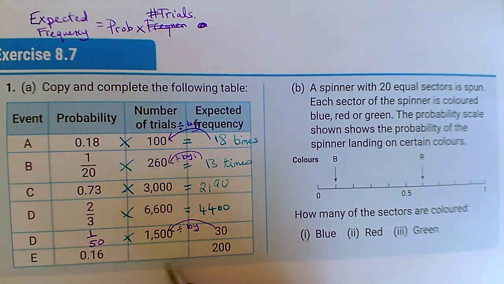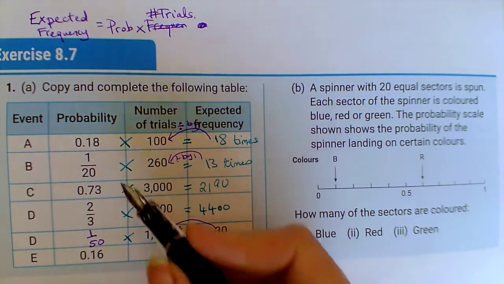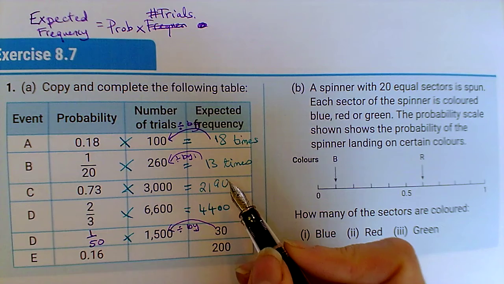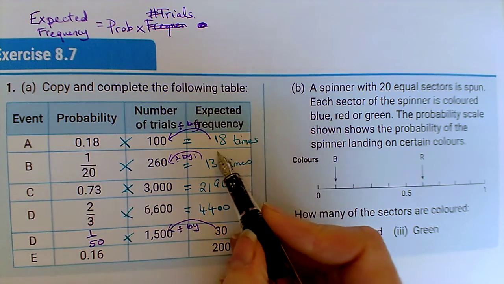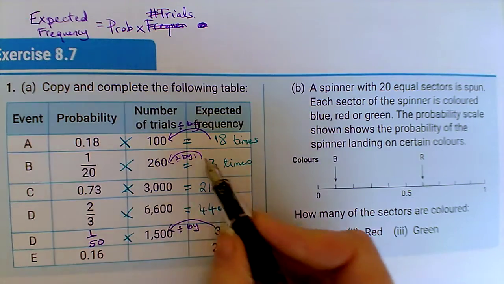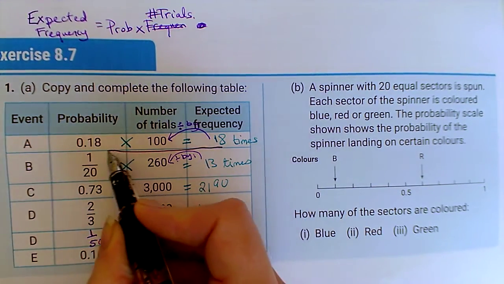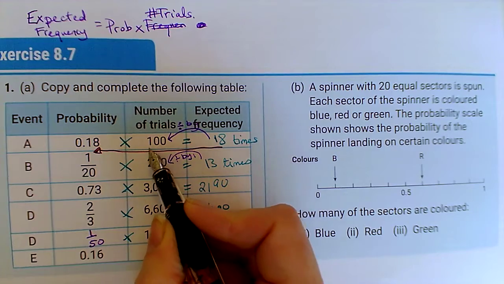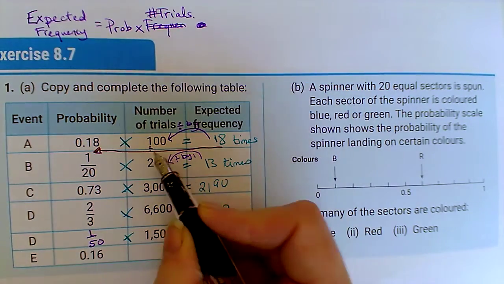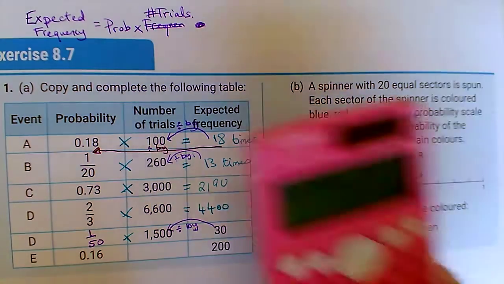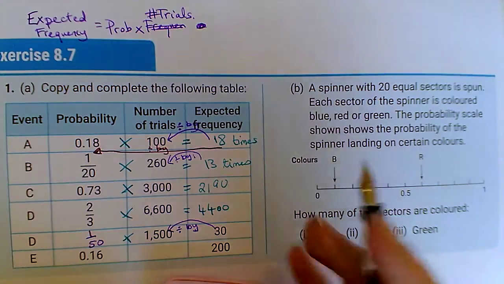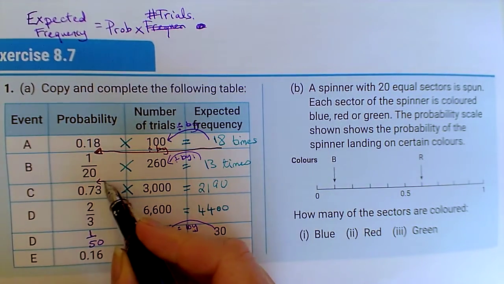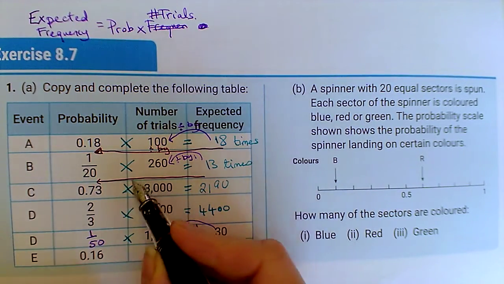How do I work out what this is? Well, I divide the other way. 18 divided by 0.18. Okay, I divide by the other number. Again, divided by. So if I have 18 divided by 0.18, I get 100. Let's see this one. 13 divided by 1/20th.